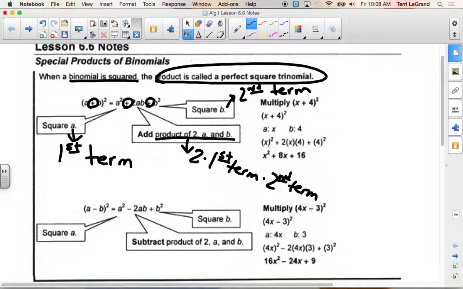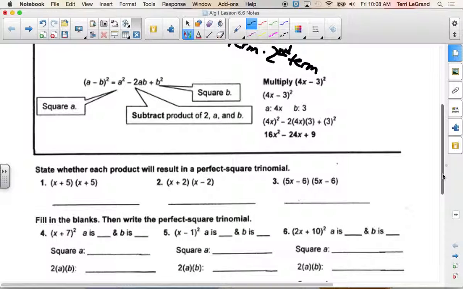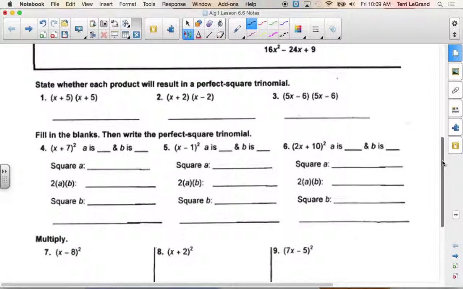Okay, and then what if it's subtraction though? Well, we can still do the same shortcut. Square the first term, take 2 times A times B, but this time subtract it instead of add it, and then square B, and notice we add it, we don't subtract it. Just like happened here. Subtraction, we only had subtraction in the middle. Okay. I'll leave those for you to study some more on your own.